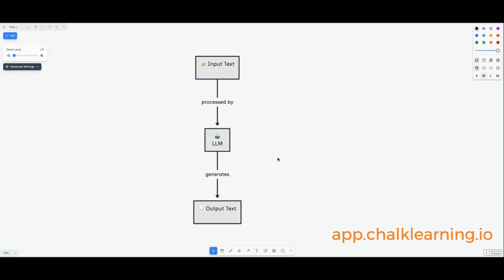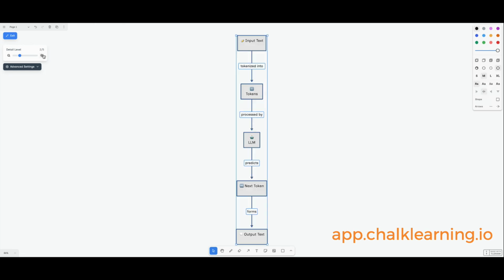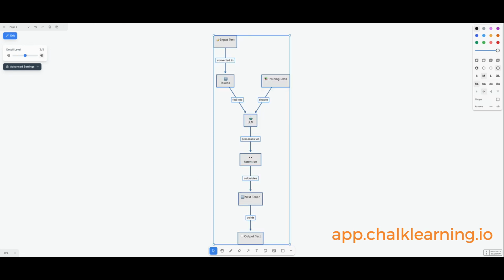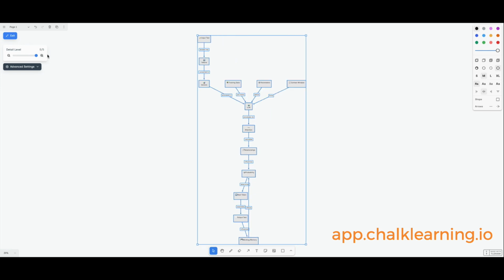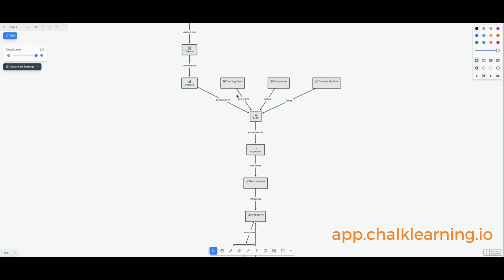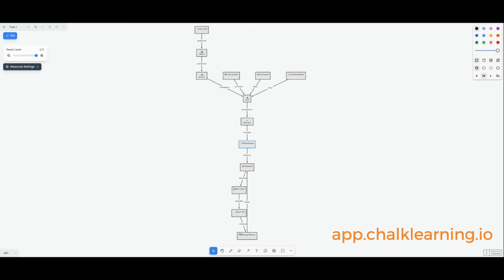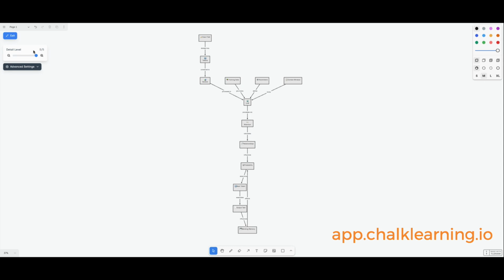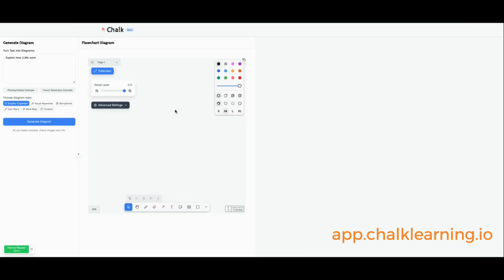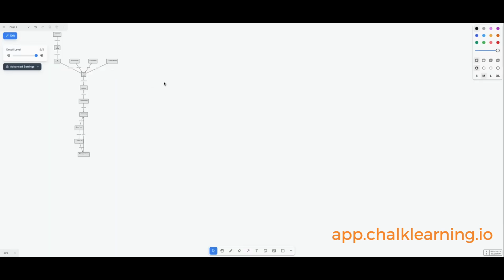Okay, so in this video, we're going to go from here, which is a very basic explanation of a large language model. We're going to complexify it 5 times, and eventually we're going to get to here, which is a more complex explanation of large language models. And these were all generated using Chalk Learning. So I simply typed in "explain how LLMs work," and they were generated on that basis.